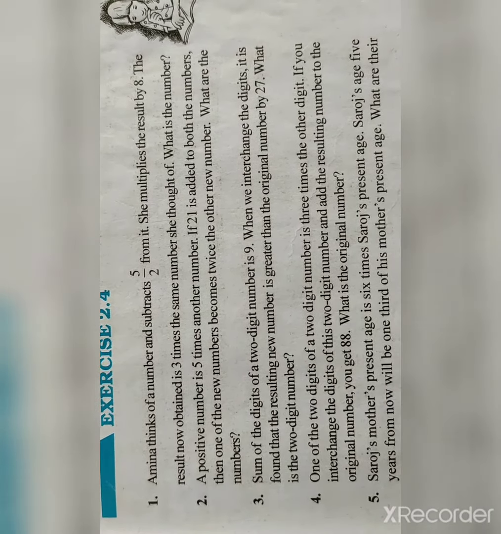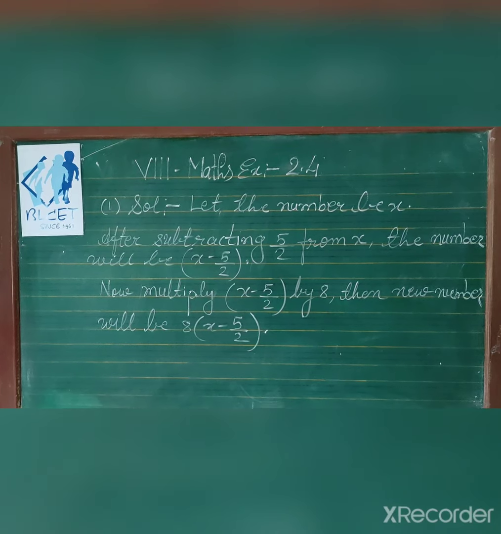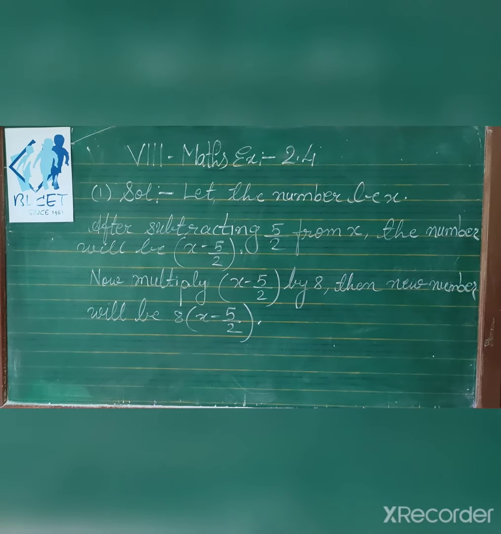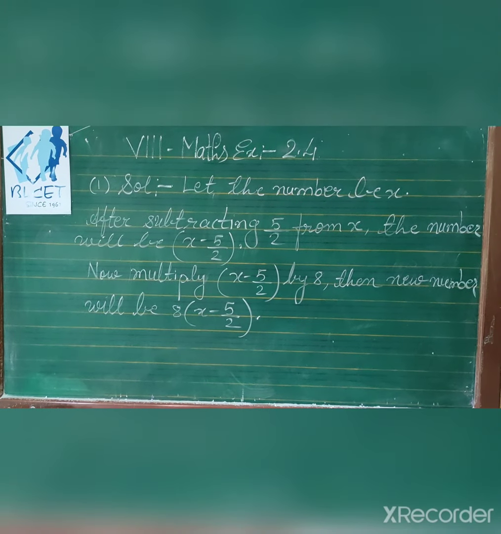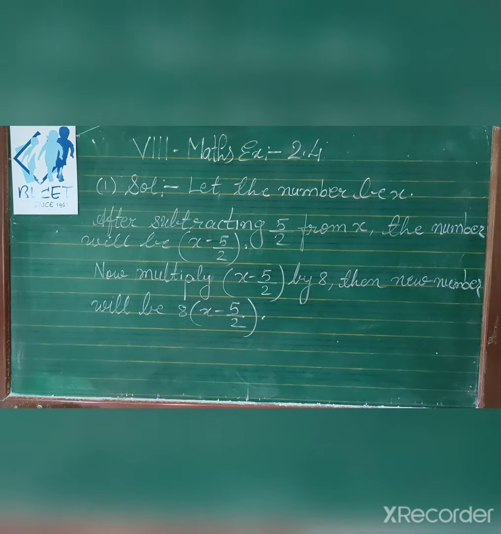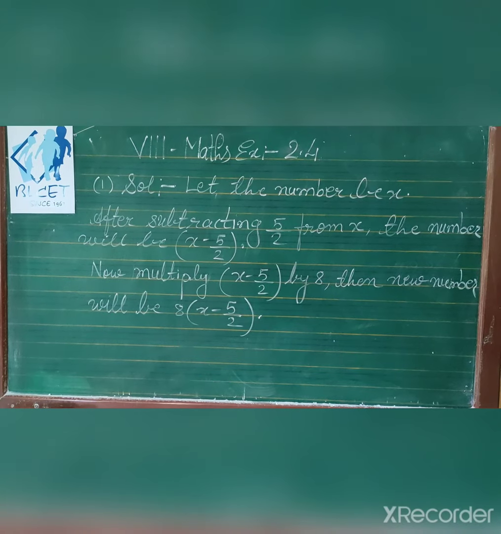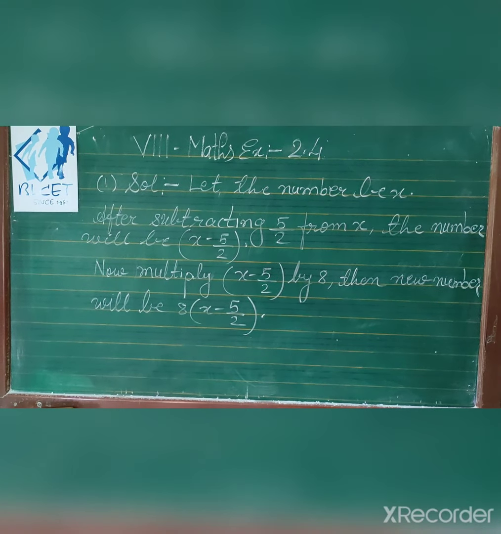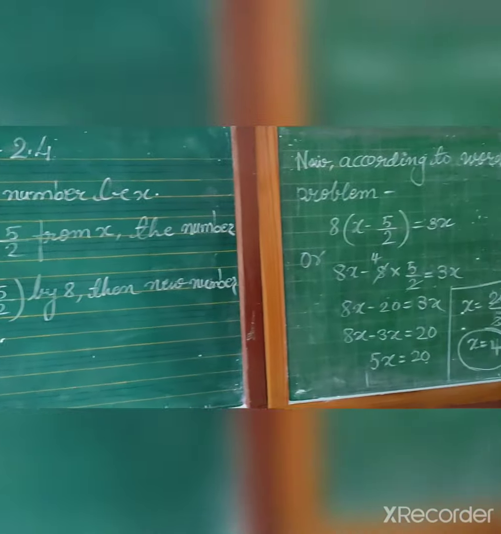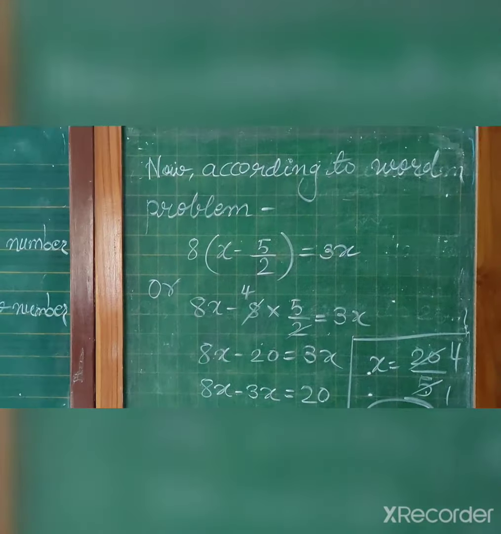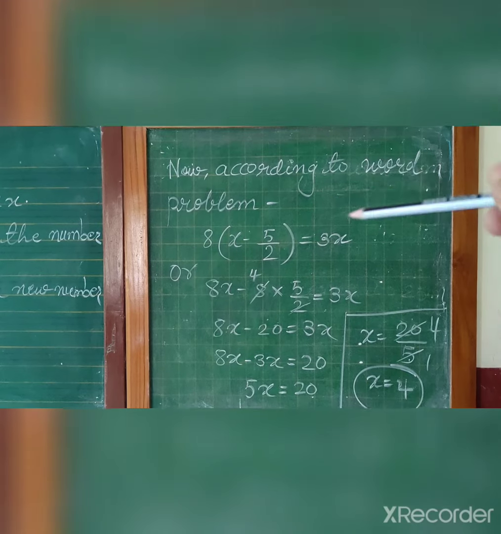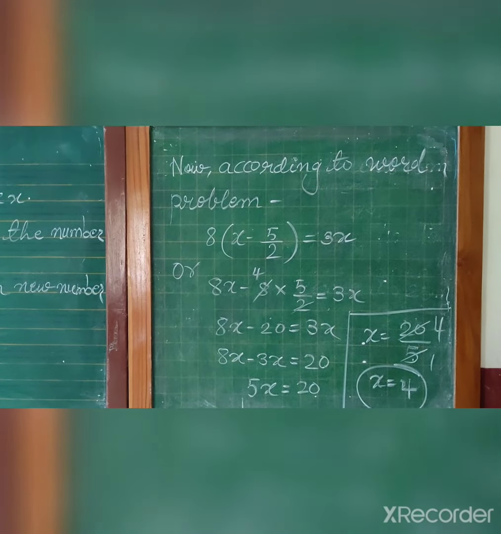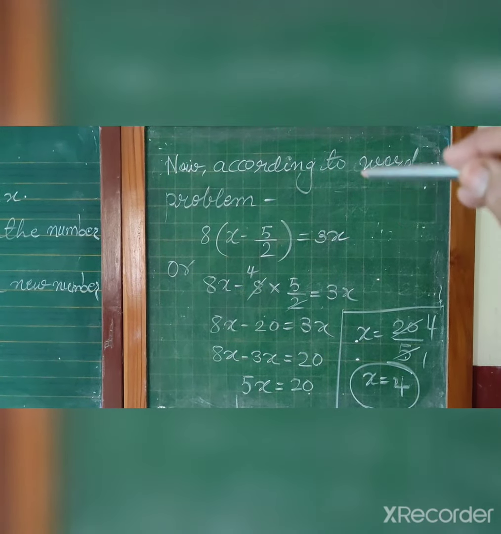Now we have to calculate the number. So let us start the sum. So first we will assume let the number be x. After subtracting 5 by 2 from x, the number will be x minus 5 by 2. Now we will multiply x minus 5 by 2 by 8. Then the new number will be 8 in the bracket x minus 5 by 2. Now according to the word problem, 8(x minus 5 by 2) is equal to 3x, because the original number multiplied by 3 and the new number will both be equal.